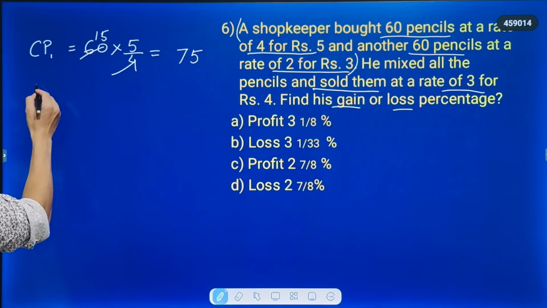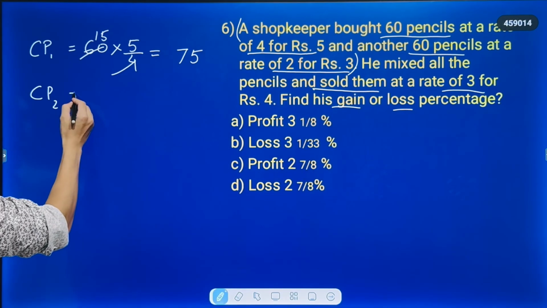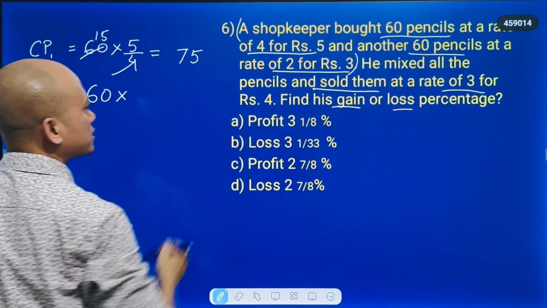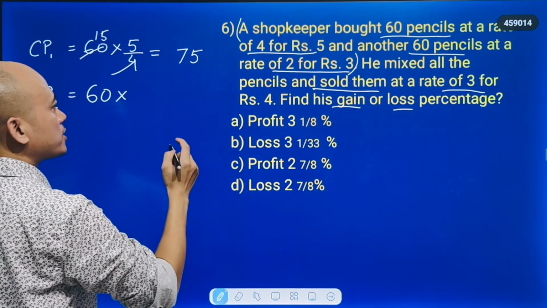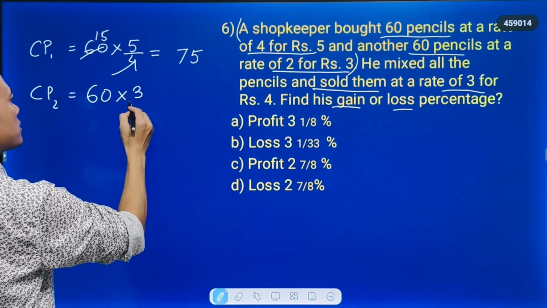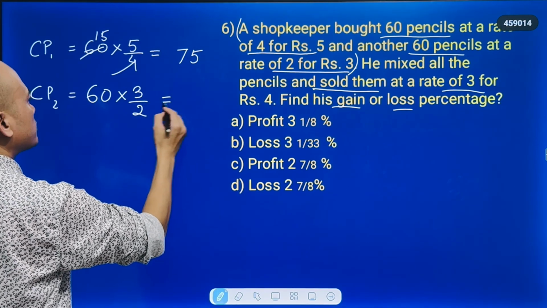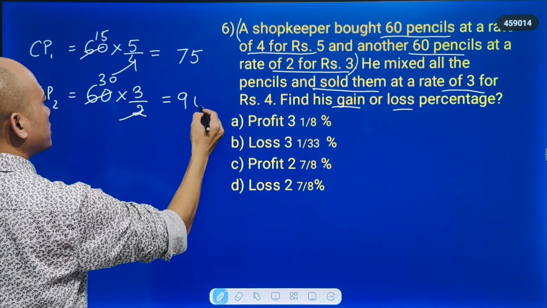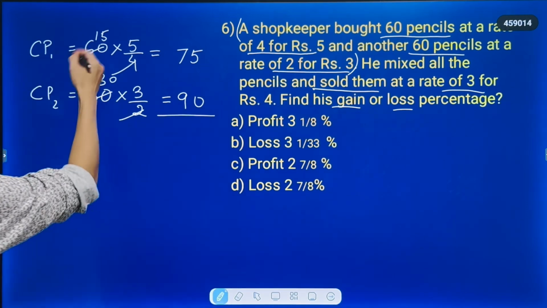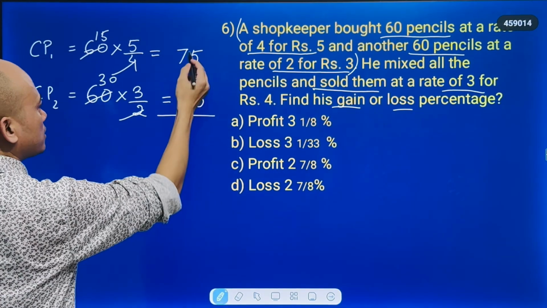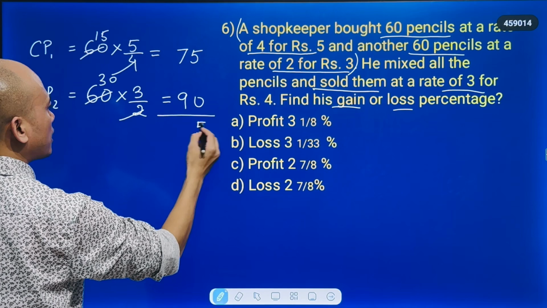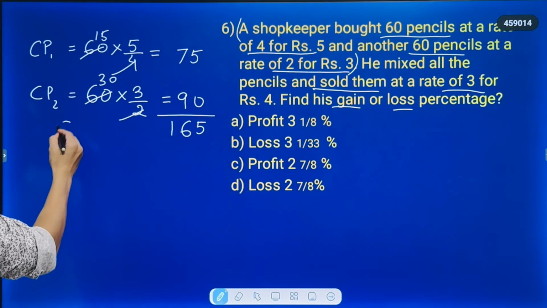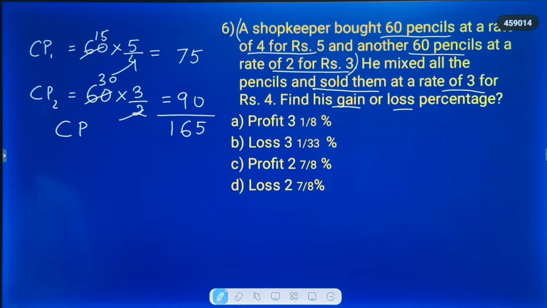Then the second part, CP of 60 pencils at the rate of how much? 2 rupees for 3. So 1 will be 2 by 3. 2 30s are 60, and 30 3s are 90. So what will the CP be for both the quantities? 75 plus 90, that is 165. So the total CP is 165.